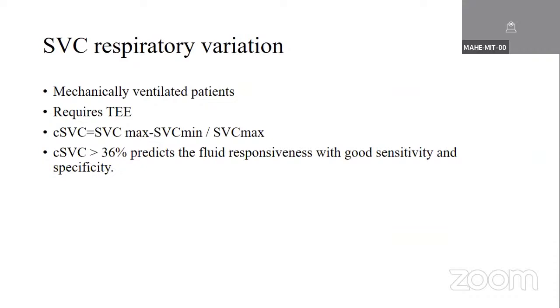Next is superior vena cava respiratory variation. In mechanical ventilator patients, we can measure it using transesophageal echo. Similar confounding factors are there for this also. If there is right ventricular dysfunction or arrhythmia, or if you are using low tidal volume, it gives wrong values for predicting fluid responsiveness.